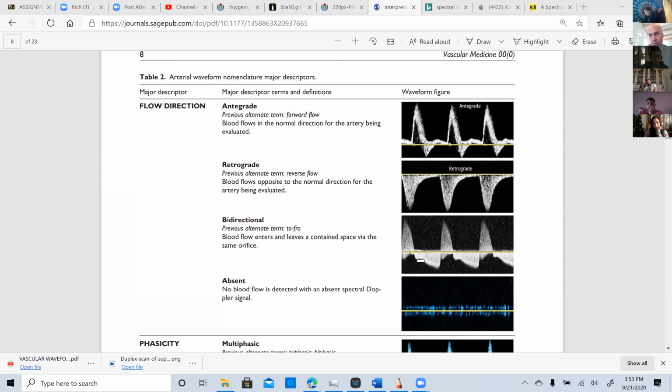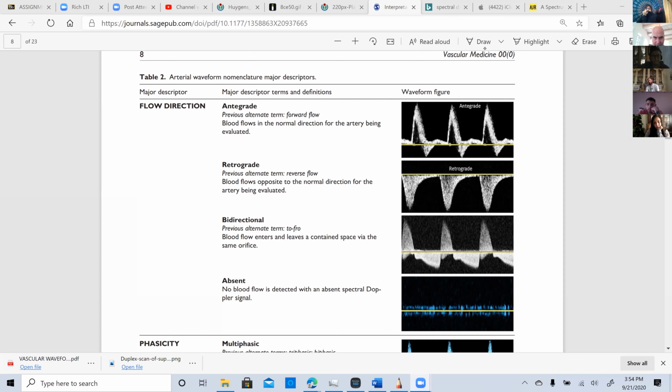Bidirectional, and this is what you hear. This is typical of an aneurysm. If you're looking at the neck of a pseudoaneurysm, the blood goes in and then back out, and in and back out. Absent flow, I want you to pay attention to this. This is noise. If you have equal noise on either side, it's not blood flow. If there was more on one side, you could say that it was venous flow.